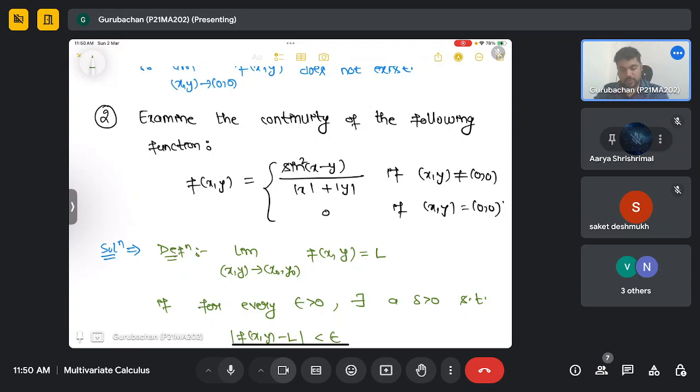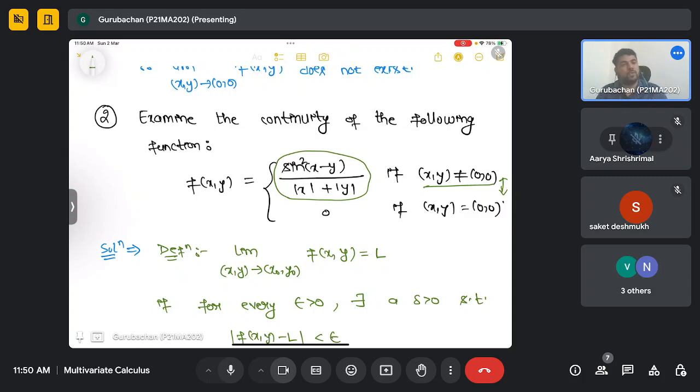Before that, clearly we can guarantee that when xy is non-zero, our function is a division of two continuous functions. So we can say that our function is continuous for xy non-zero. Now we just need to check at (0,0), since the function is broken into two parts. So to check the continuity at (0,0), first of all, we need to show that the limit of this particular function exists.